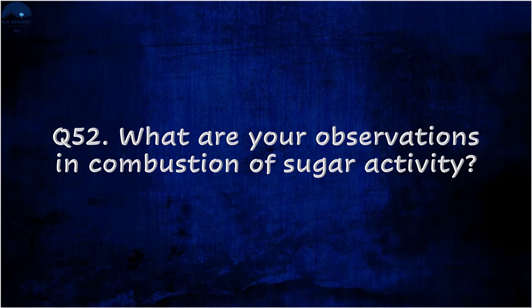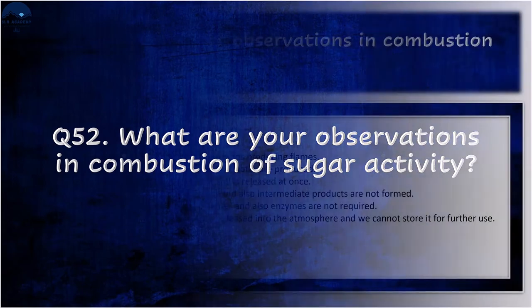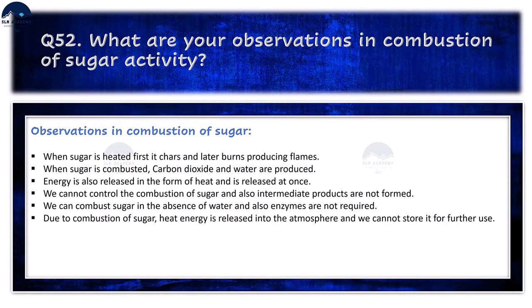Question 52. What are your observations in the combustion of sugar activity? When sugar is heated, first it chars and later burns, producing flames. When sugar is combusted, carbon dioxide and water are produced. Energy is also released in the form of heat and is released at once.